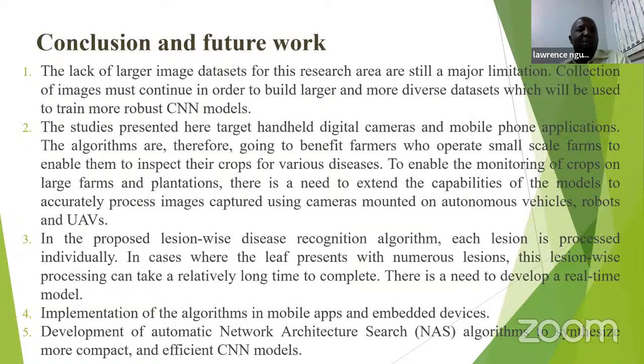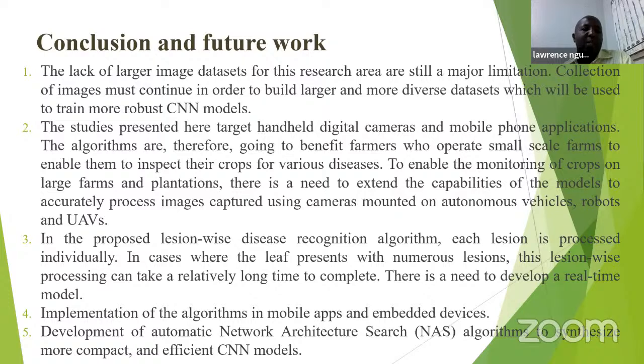So in future, what are the next steps we would like to take? First is to continue to assemble larger image data sets for training more robust networks. This is where collaboration with people in agriculture is very important, because it's not simply a question of taking the images. The images need to be labeled by an agricultural expert who is conversant with crop diseases. So it's quite tedious and it's a lot of work.